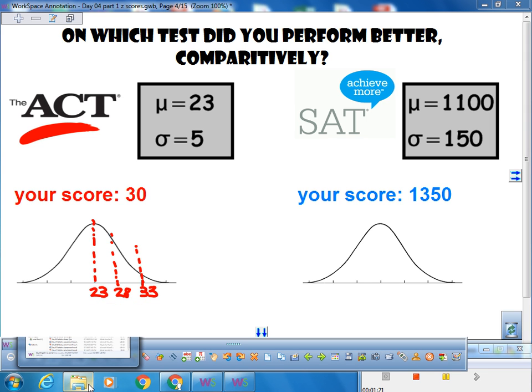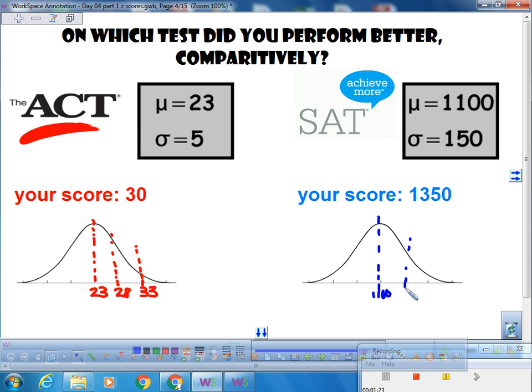So if the SAT has a mean of 1100, and one standard deviation is going to be what? 1250. Add 150, and then 1400. Then you're somewhere in here. Aren't you somewhere in there too? Well, we got to find a way that you can find out which one you did better on. Can you tell which one you did better on right now?